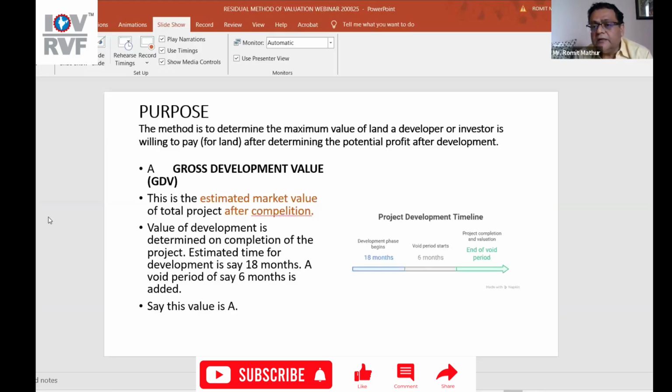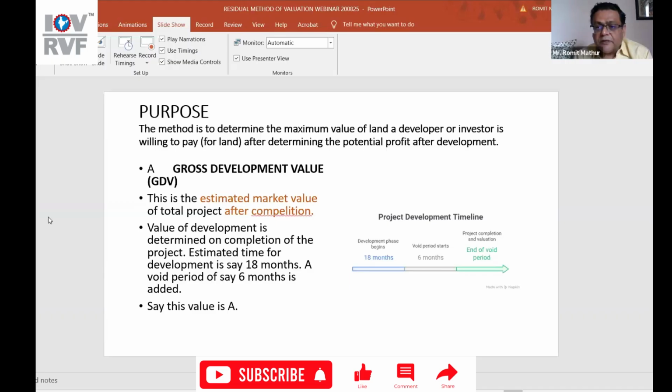Now, what are the key terms? The first key term is gross development value. This is the estimated market value of the total project after completion. Now, that time period, say, is 18 months to construct. So the value of development is determined on completion of the project. Estimated time for development is, say, 18 months. A void period of 6 months is added.